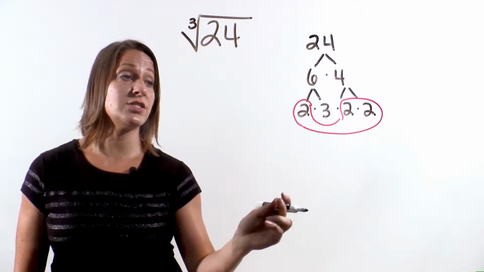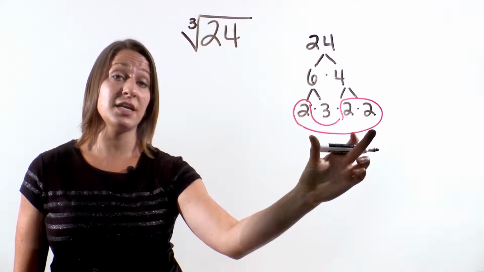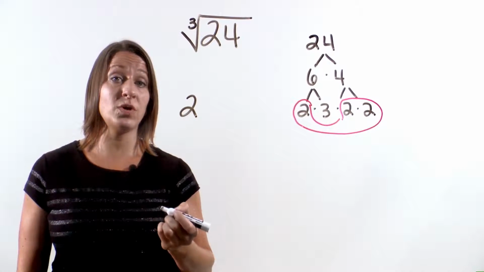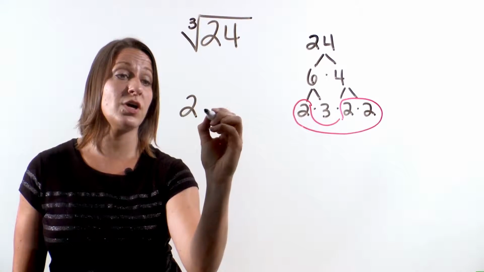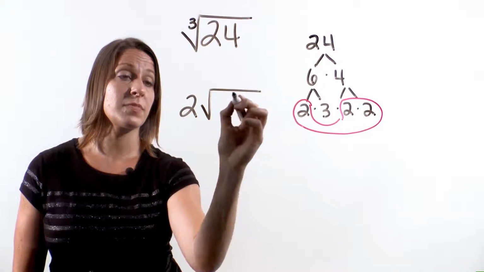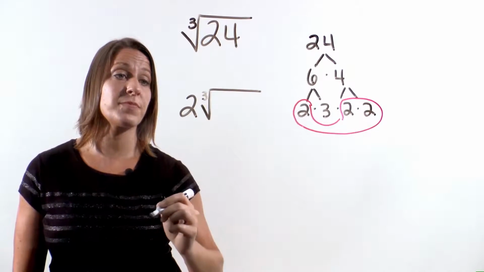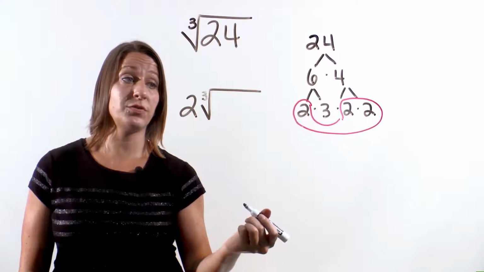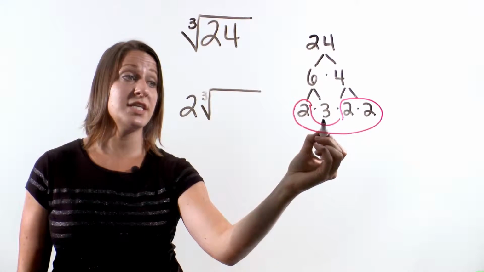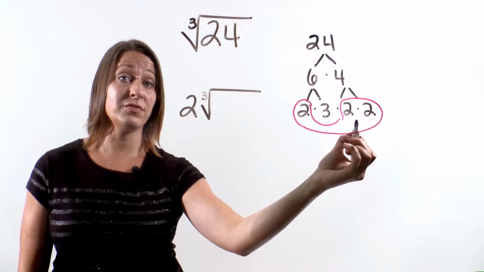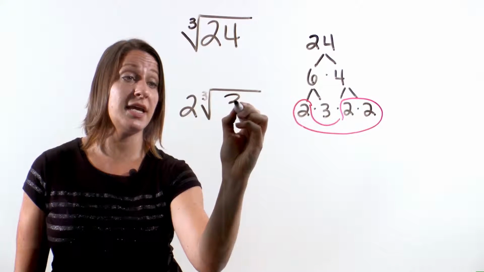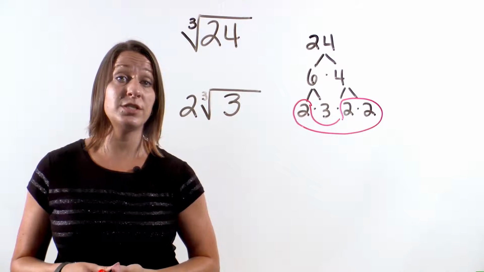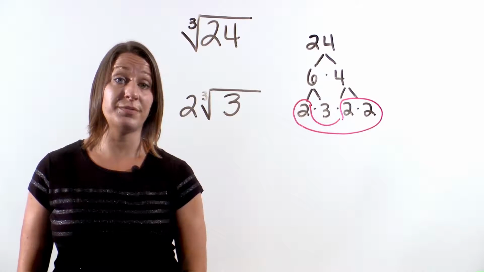Now, when we write our final answer, we're going to represent this set of 3 2s on the outside of our radical by putting one 2. Next, we'll draw our radical symbol, put in our cubed number, and any number that did not have sets of 3 goes on the inside. Notice that the 3 did not have 2 other 3s, so it's going to stay inside the radical. So the final answer to this problem is 2 cubed roots of 3.